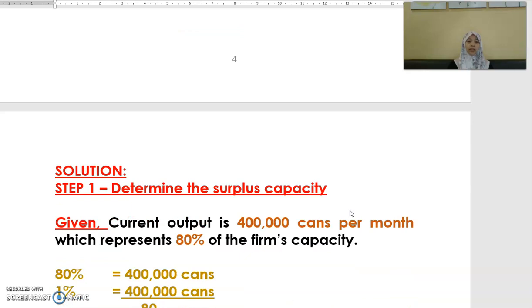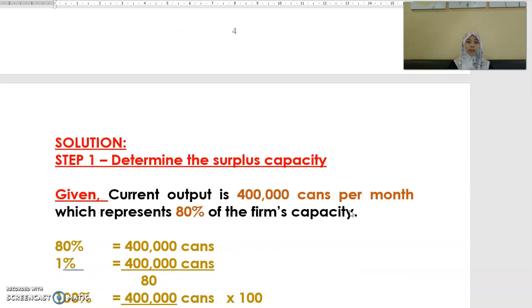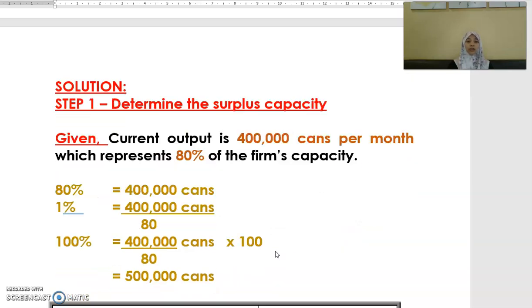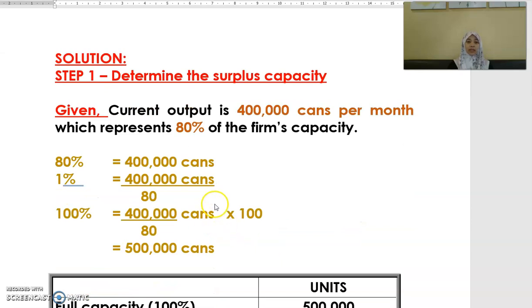Step 1 is you determine the surplus capacity. How much is your surplus capacity? Given in the question, the current output is 400,000 cans per month, and this represents 80% of the firm's capacity. So you work out how much is the excess capacity. Mathematically, 80% is 400,000 cans. If it is 1%, that will be 400,000 divided by 80, and you work out the 100%. So that 100% comes up to 500,000 cans.